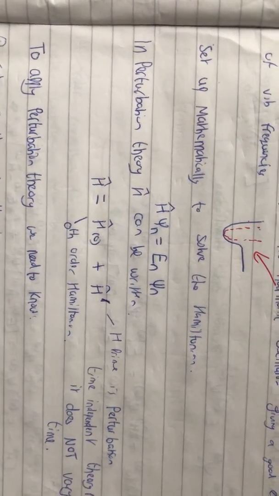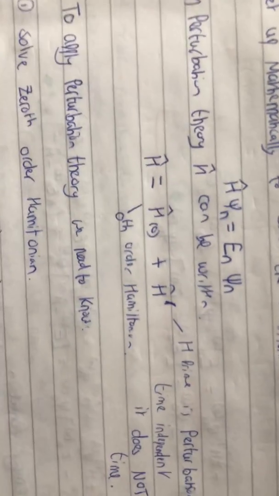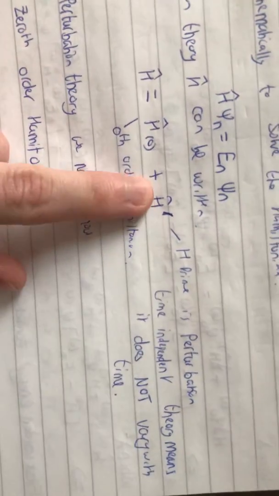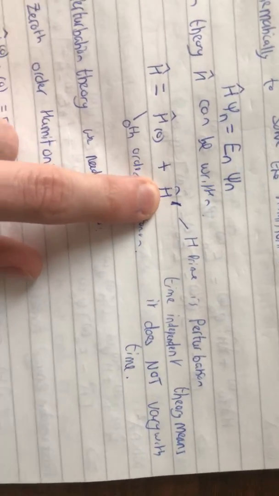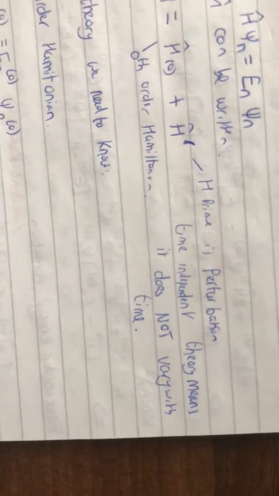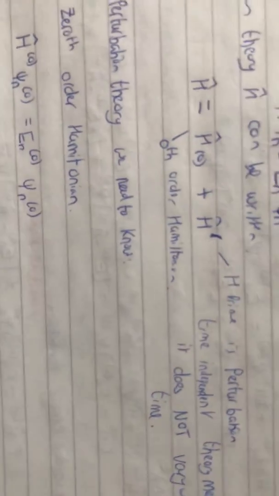In perturbation theory, the Hamiltonian can be written as a zeroth order Hamiltonian plus H prime, which is the perturbation, time independent, which means it does not vary with time, and this is the first term in that.